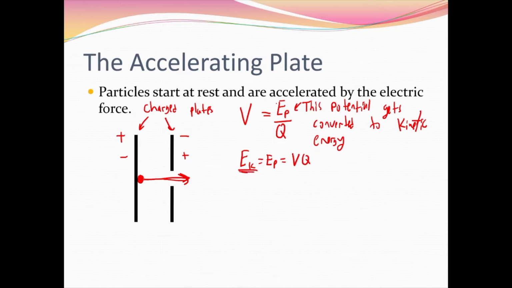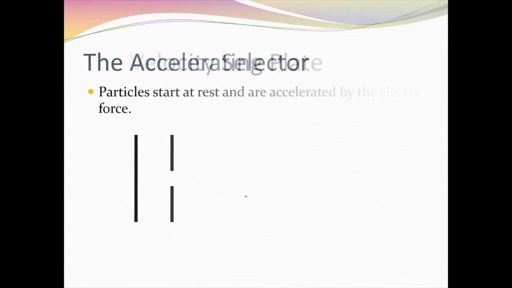Now this kinetic energy means that the particle, when it leaves here, will have some kinetic energy, and then we can use the following equation to determine the mass of that particular particle. Well, at this point, if this is an unknown particle, we don't actually know the mass of the particle. So the second region is important for that.